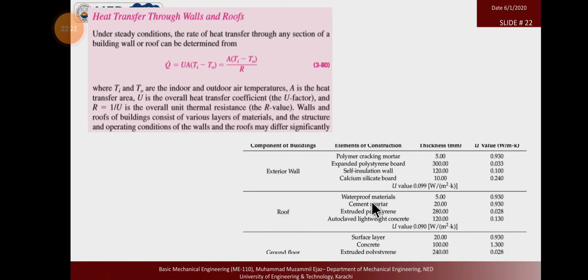Similarly, the roof has waterproof material, cement mortar, exterior polystyrene, and autoclaved lightweight concrete. We sum all the U values to get the overall U value of the roof. Then you simply multiply the overall U value by the area and the temperature difference, and you get the heat transfer rate.